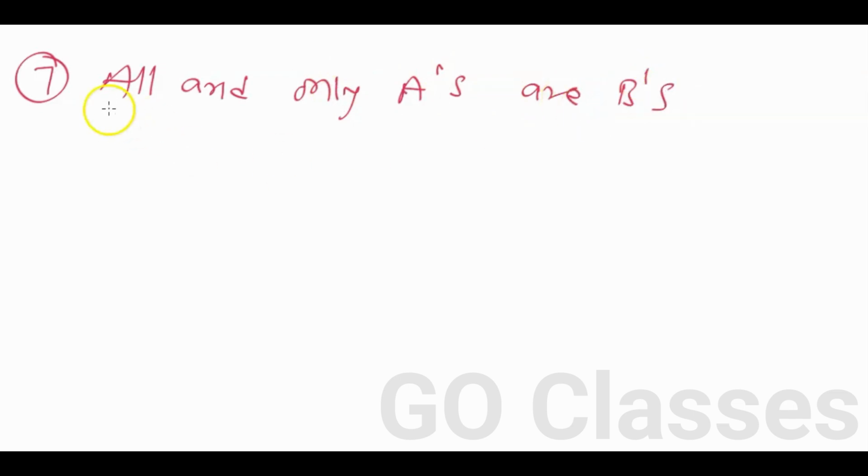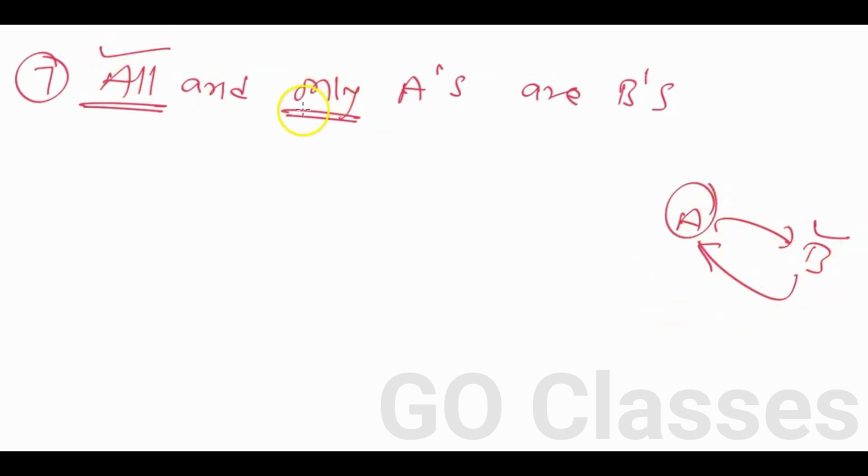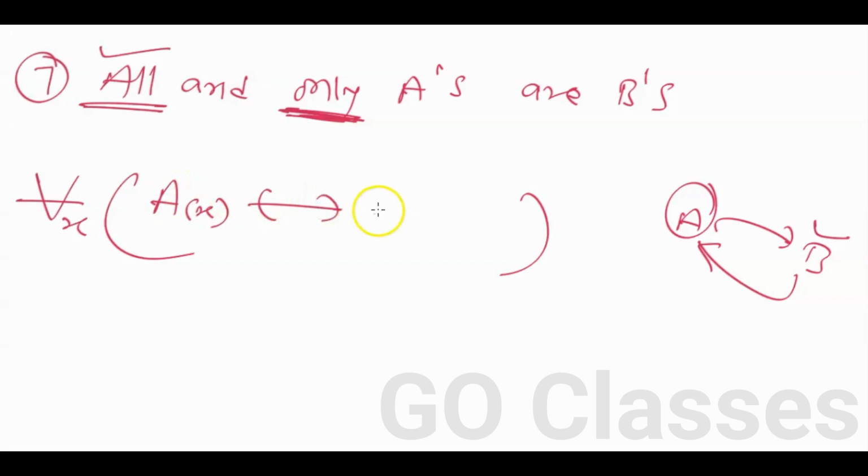And the last template is all and only. All and only A's are B's. What does this mean? This means all A's are B's and only A's are B's. Only A's are B's means if it is not A, then it is not B, or you can say if it is B, then it is A. All A's are B's: if it is A, then it is B. So I can write that for everyone, A if and only if B. So this biconditional will come.